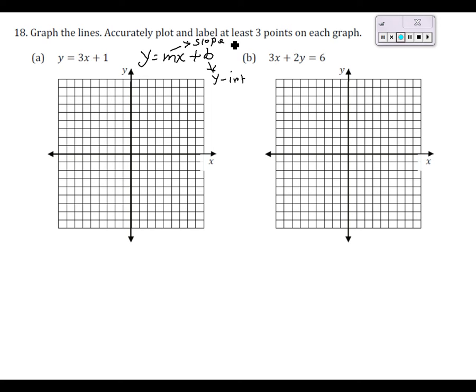So the y-intercept in this case is 1, and you go to 0, 1 here. And then the slope is 3, which is 3 over 1, rise 3 and run 1, rise 3 and run 1. Using these 3 points, we can draw a straight line through these points. So that's a graph of y is equal to mx plus b.